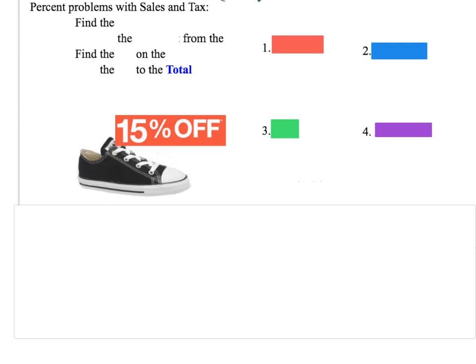Today we're going to work through some more percent problems with sales, discounts, tax, and tip so we can really become fluent in these types of problems and feel comfortable solving any of them.